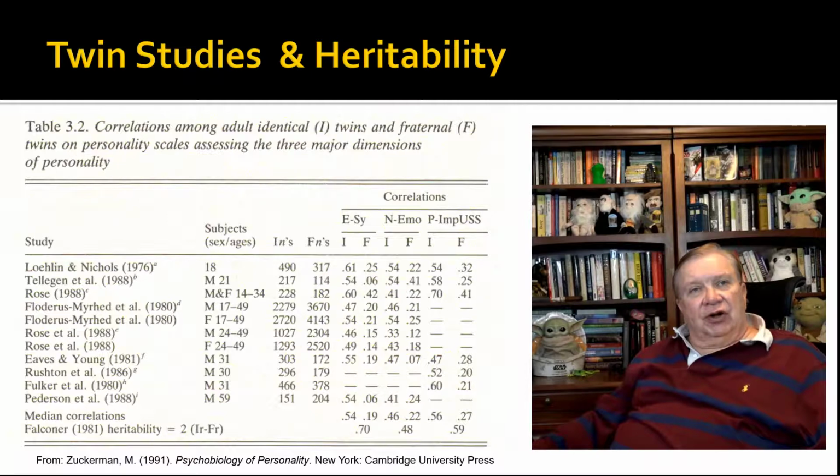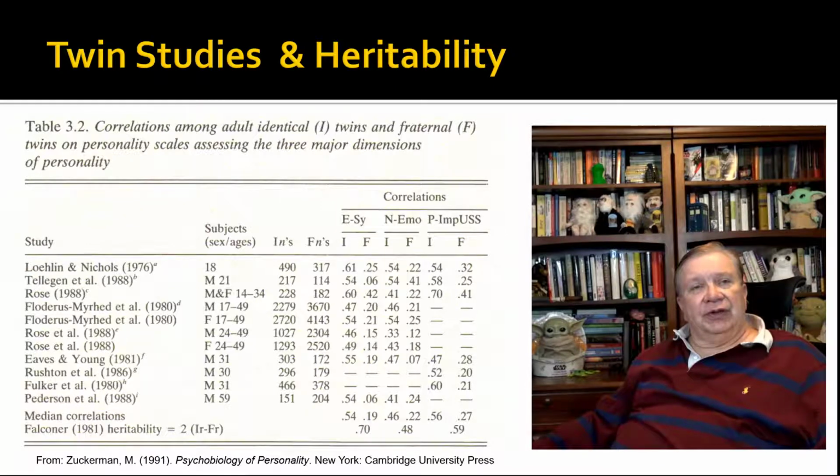So you take that across and you see that for positive emotionality, you get a 0.61 correlation with identical twins, only a 0.25 with fraternals. For negative emotionality, you get a 0.54 correlation with identicals and a 0.22 with fraternal twins. Finally, for impulsivity, sensation seeking, you get a 0.54 for identical twins versus a 0.32.